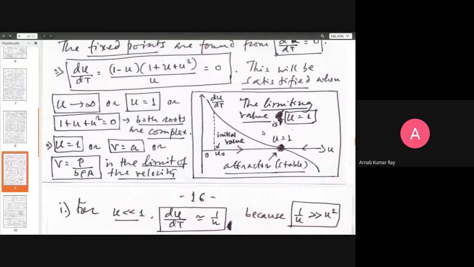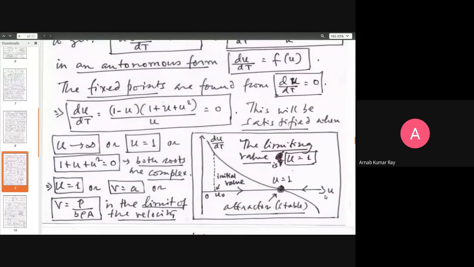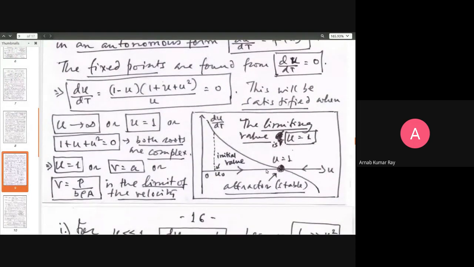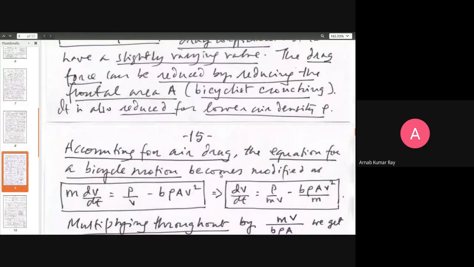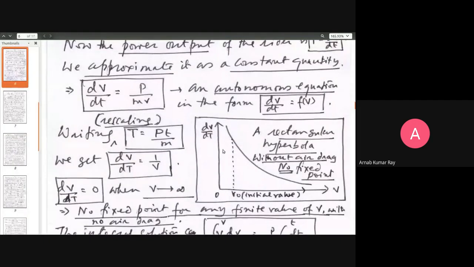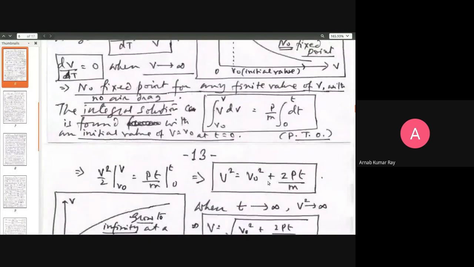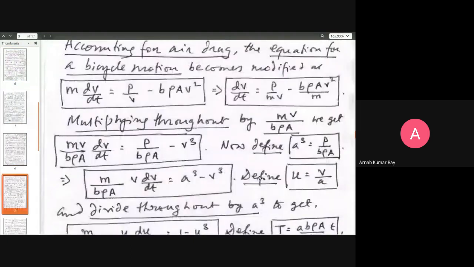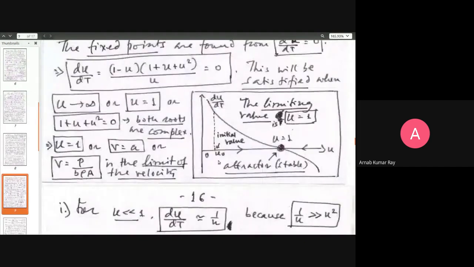Let's see how we will plot the function. du/dt is plotted along the vertical axis, and u is plotted along the horizontal axis. At u equal to 1, you have a fixed point. Between the origin and that point, you start with an initial value of u naught, like you started with an initial value of v naught earlier, not starting at v equal to 0.